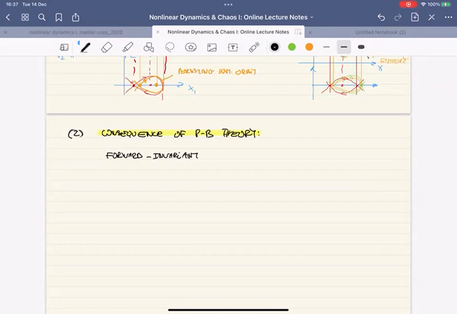Forward invariant bounded open set without a fixed point. So you know that there's no fixed point in it. Must contain a limit cycle.